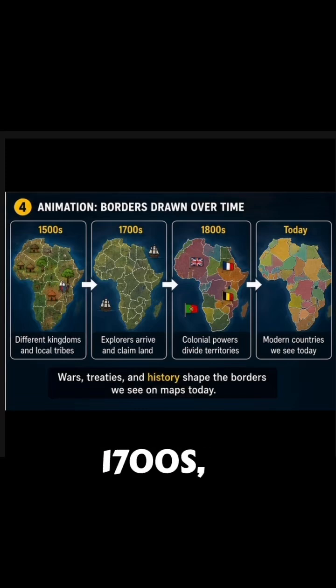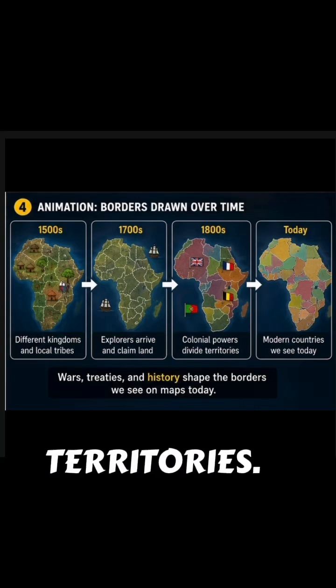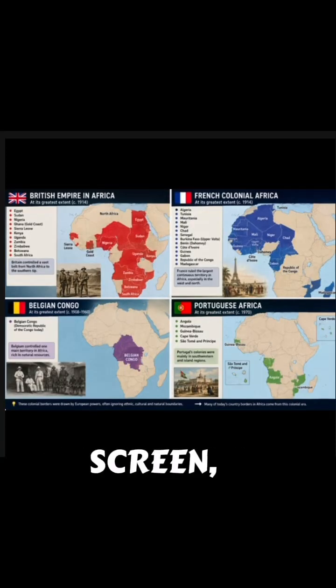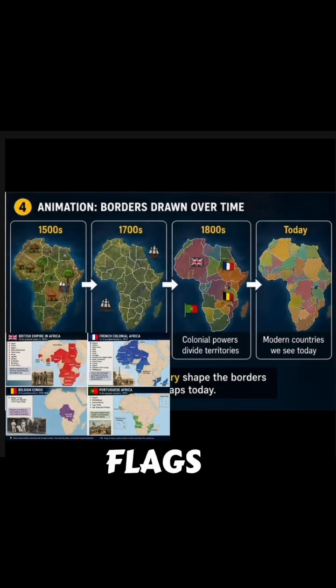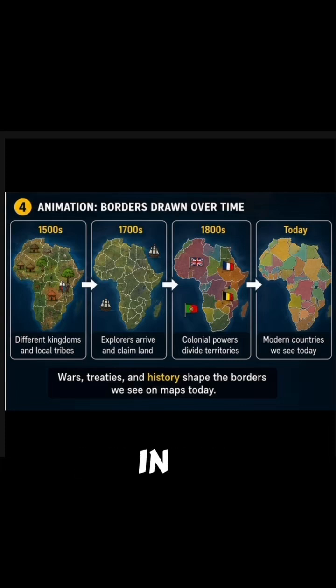This is the art from the 1500s. You can see that there were just different kingdoms and local tribes. And then during the 1700s, that was when explorers arrived to claim land. And after that, it didn't just end there. During the 1800s, this was when the colonial powers decided to divide territories. As you can see on the screen, there are 4 different flags. Yes, and these 4 different flags represent each of the countries that were involved in dividing territory.